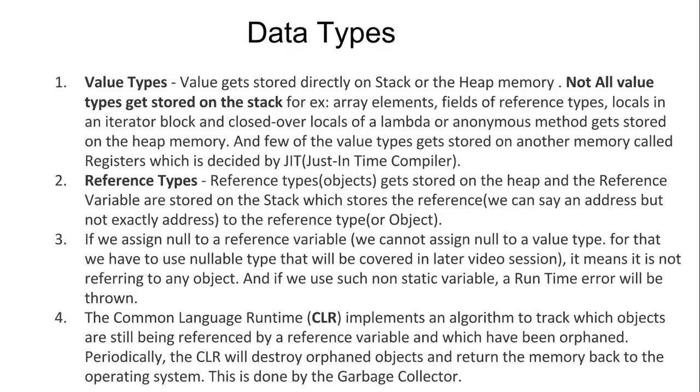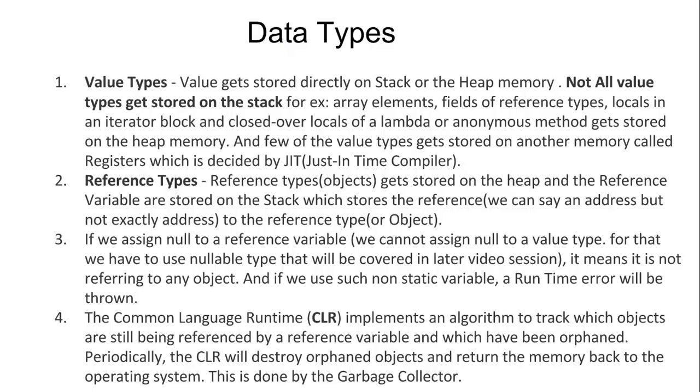And not all value types get stored on the stack. For example, array elements and fields of reference types. What are fields of reference types? Say we have a user defined class, which is a reference type, and we create an object, so that object is a reference type variable. In that class, if we have a class variable, not in a method, because the variable in a method is a local variable, and the variable at class level is a class variable. Those variables, if they are of a value type, get stored on the heap memory, not on the stack memory.